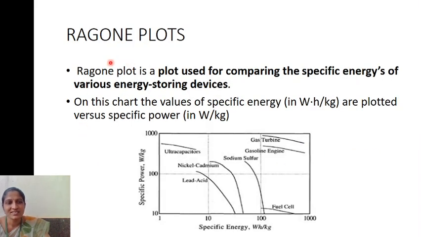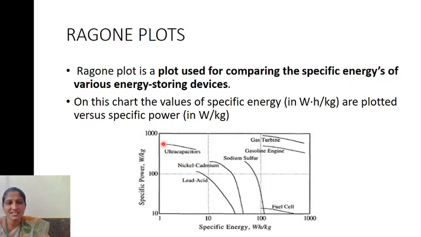Ragone plots. So what is this Ragone plot? A Ragone plot is a plot used for comparing the specific energies of various energy storing devices. There are different energy storing devices: ultra capacitors, gasoline engines, batteries, fuel cells. So for all these energy storing devices, a chart is produced. On the y-axis you take the specific power and on the x-axis you take the specific energy. If you plot a graph of specific energy against specific power, you obtain these Ragone plots.